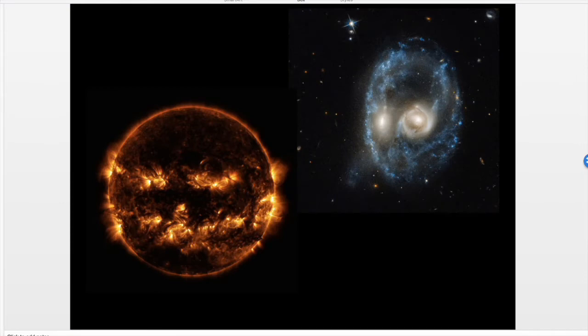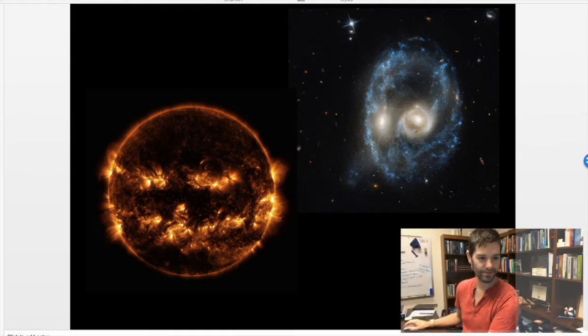Alrighty. I'm recording this on Halloween, though I doubt you are watching this on Halloween. But happy spooky Halloween from space. We have the sun as our big glowing jack-o'-lantern, and then the ghost galaxy, which is actually two galaxies that are undergoing a merger, but kind of looks like a specter.